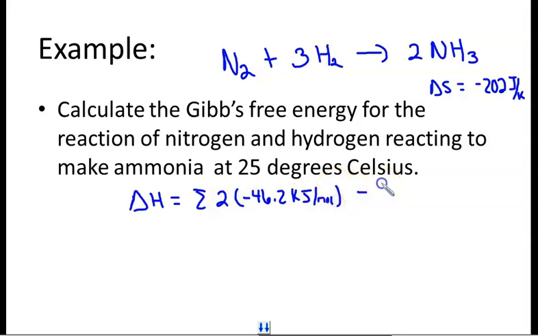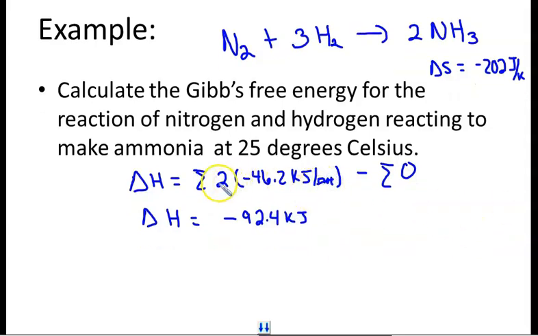And then we would subtract the sum of the reactants. But what do we know? This is delta H, not S, but H. Well, that's a pure element, and that's a pure element. So this side is actually 0 for delta H, enthalpy, not entropy. So delta H here is a negative 92.4. I'm just going to put kilojoules, because technically the moles have canceled. Okay, so I have H, I have S, I have a temperature.